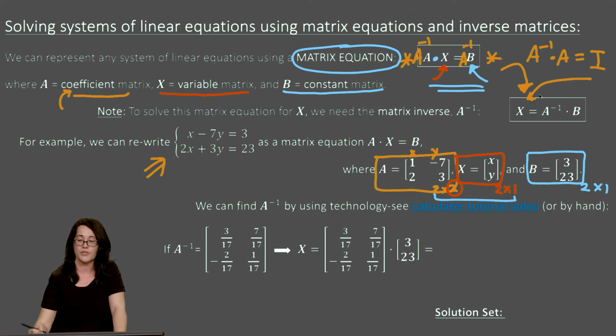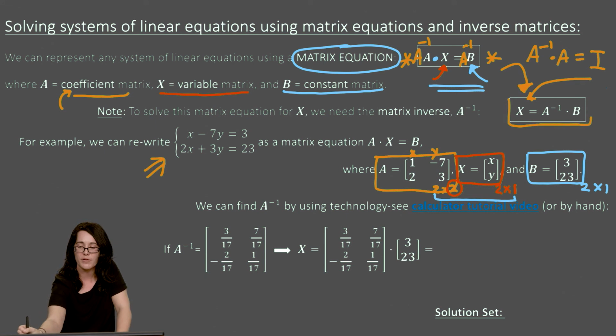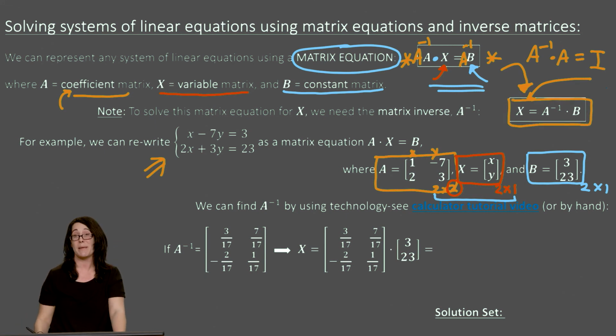So here is what you're going to be doing. You're going to be using something called A inverse, multiplying it by b, and you'll get the answer, the variable matrix x. It's a very nice way of solving a system. But I'm assuming that I can find A inverse, and we're going to learn how to do that at the end of this video by hand.